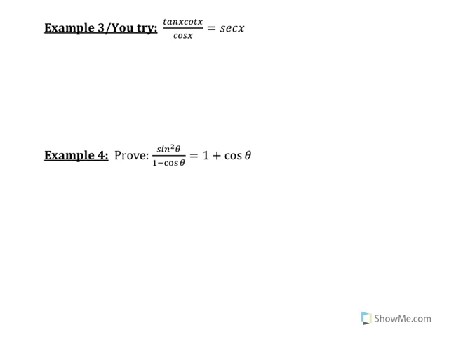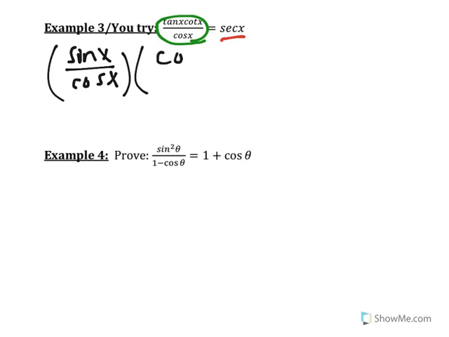Okay, the next one I have as like a you try, but of course I'm just going to do it together. Of course I'm going to start with the bigger side, so tangent times cotangent over cosine, and I'm going to put everything in terms of sine and cosine. Why? Because I want to end up with secant at the end. I want to end up with secant, so I know if I can end up getting 1 over cosine, I'll have secant. So I'm going to make tangent sine over cosine. I'm going to make cotangent cosine over sine, all over my denominator of cosine.